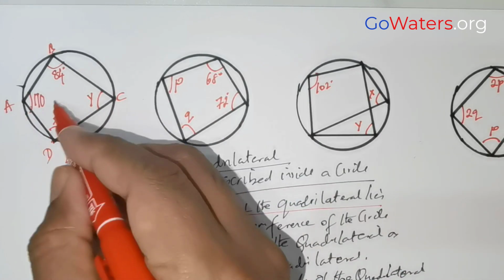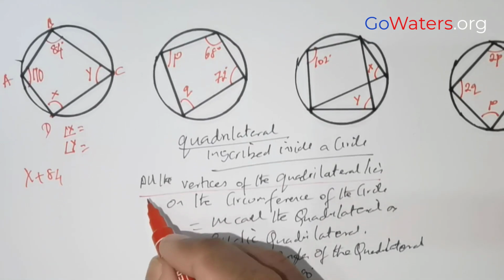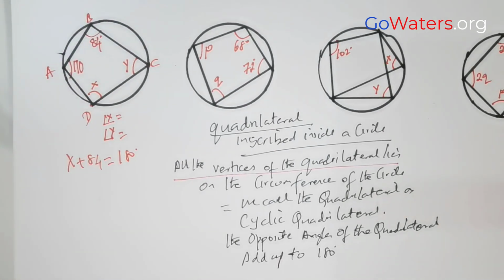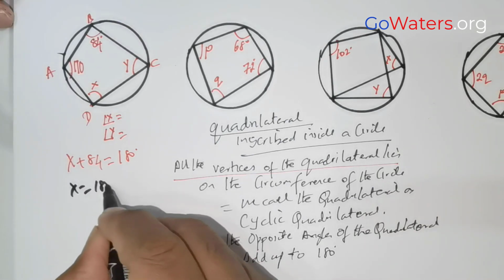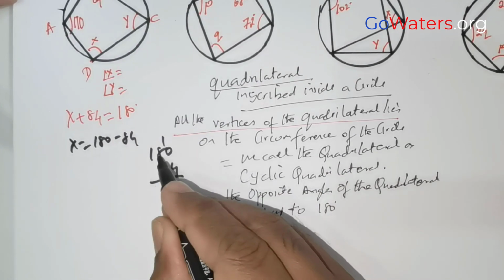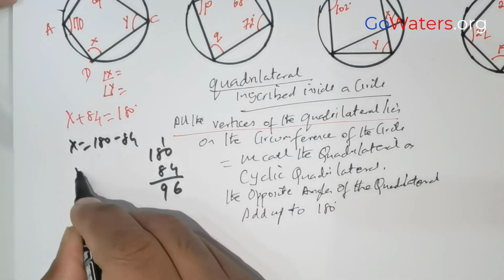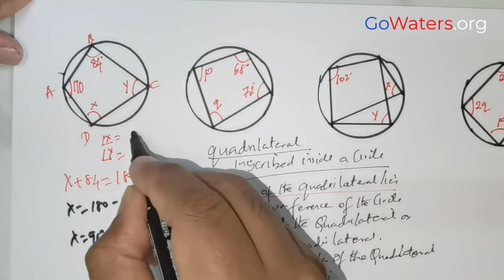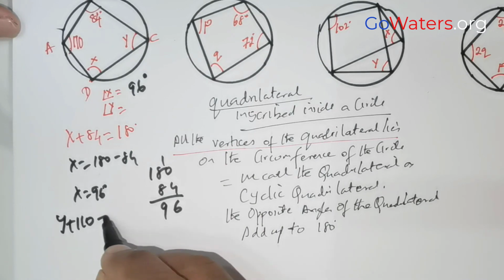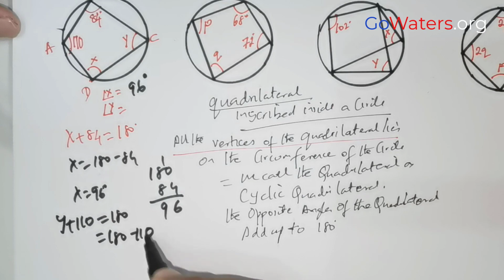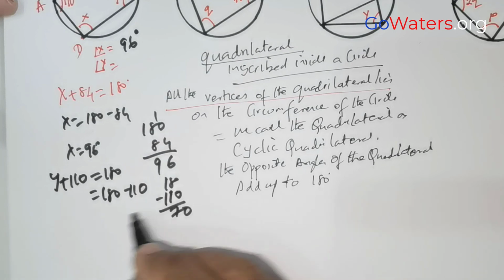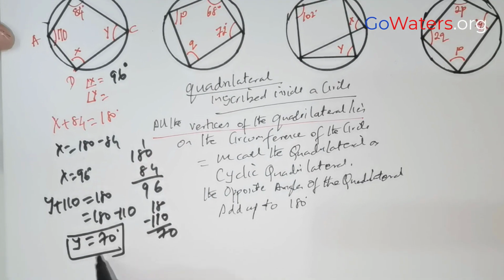Now we are expected to find X and Y. Now X plus 84 should be equal to 180, right? So that would mean X is equal to 180 minus 84. So let's subtract 180 minus 84. That's going to be 96. So X is equal to 96 degrees, right? Now Y plus 110 is equal to 180. So 180 minus 110. What is that? 70 degrees.